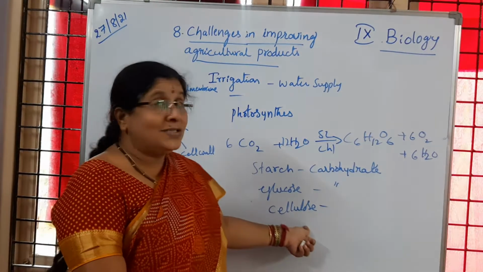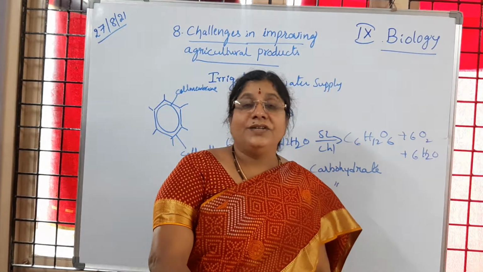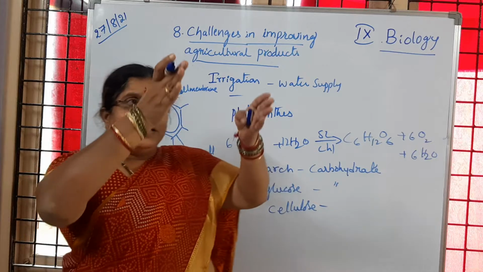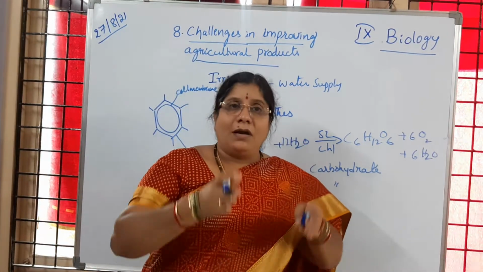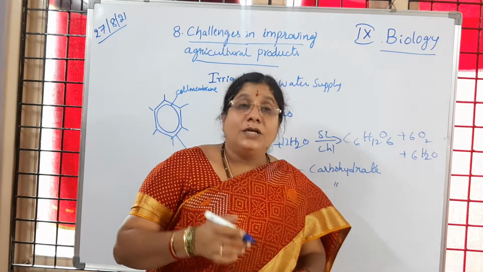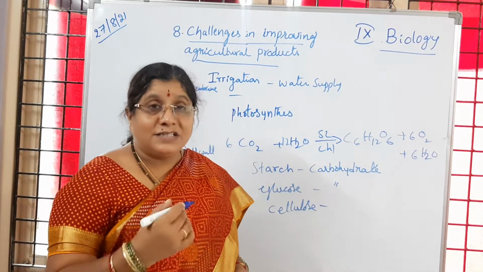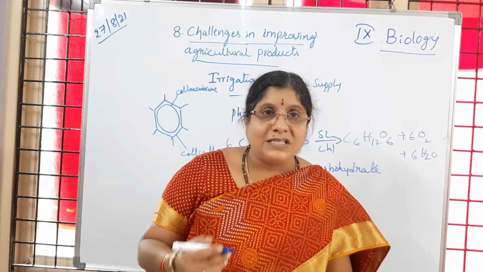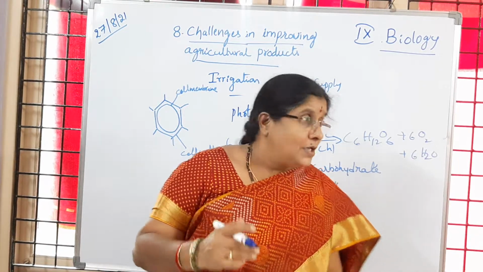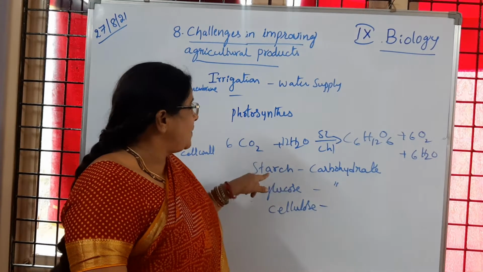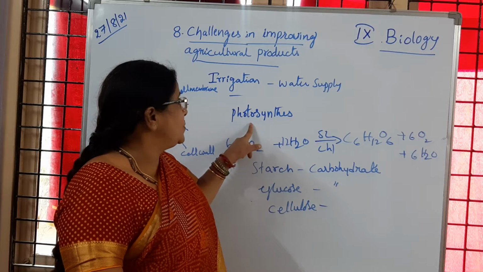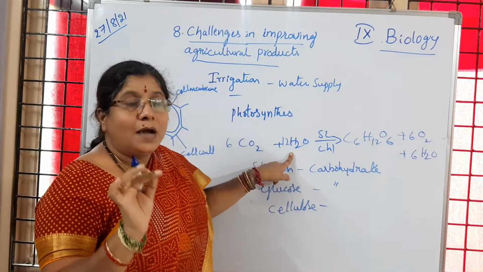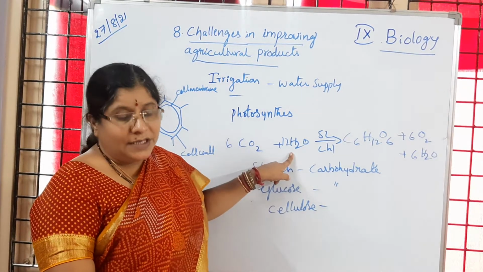Then cellulose is a roughage, as you learnt in the previous classes. Cellulose helps the plant to have a strong cell wall. Because of that, the plants can stand erect and withstand any adverse conditions. Have you followed, children? Starch formation is happening in the process of photosynthesis because of the supply of required amounts of water. Is it clear to children?